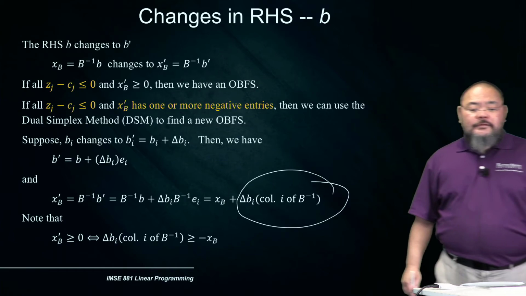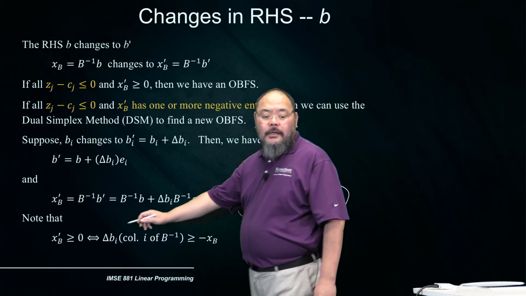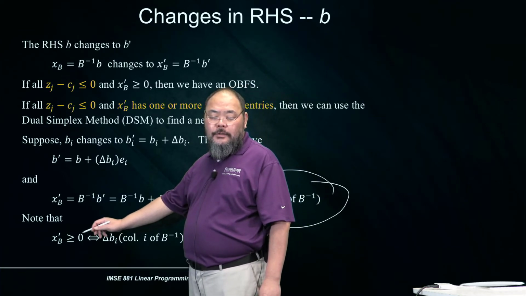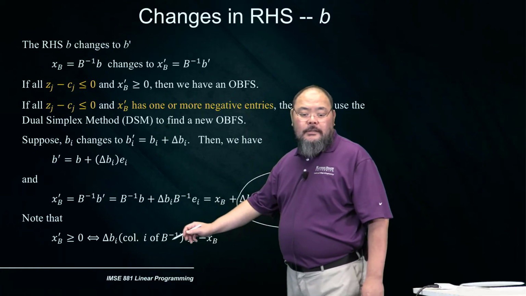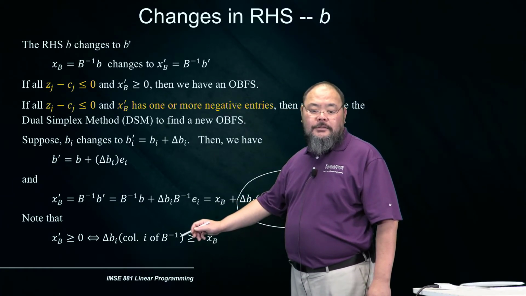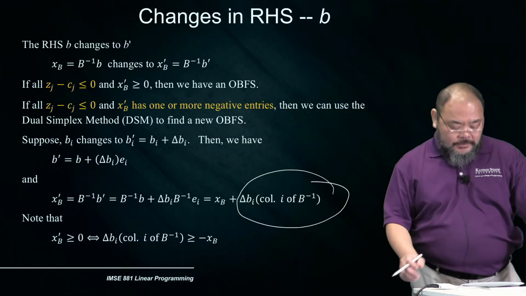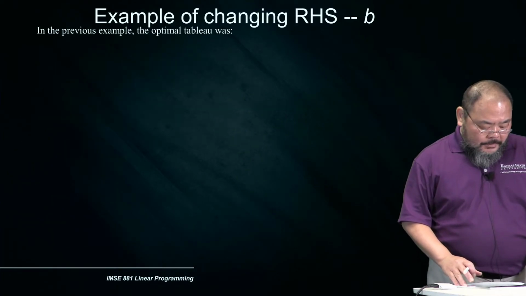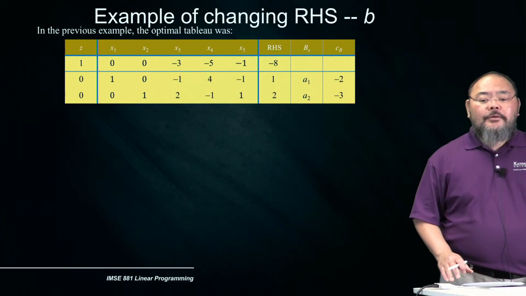If the current B inverse times XB prime is still greater than or equal to 0, still non-negative, then delta B times the column of B inverse should be greater than negative XB. So let's look at the example. Same example we had before.